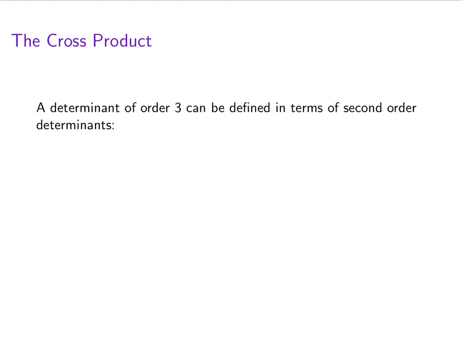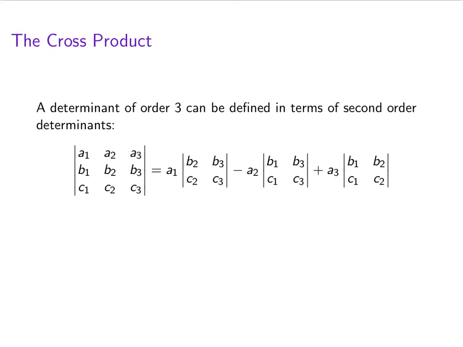A determinant of order 3 is a little more complicated to compute, but we can define them in terms of second-order determinants. So the determinant of the matrix A1, A2, A3, B1, B2, B3, C1, C2, C3 is computed like this. So we have A1 times the determinant of B2, B3, C2, C3 minus A2 times the determinant of B1, B3, C1, C3, and A3 times the determinant B1, B2, C1, C2.